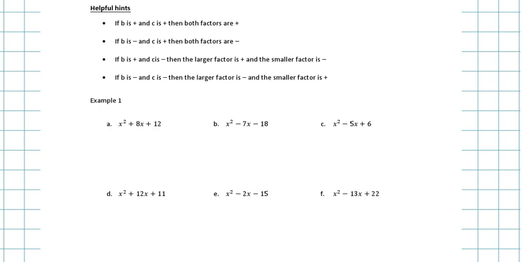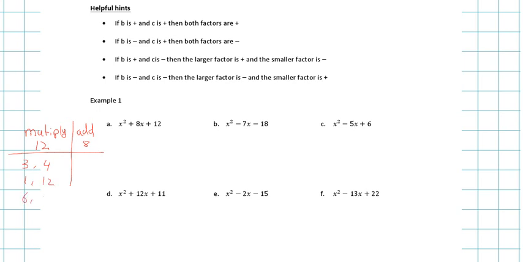I'm looking for two numbers that multiply to what and add to what? You can't just say multiply to. Multiply to 12. Add to 8. You have to be very specific, okay? That you're multiplying to C, you're adding to B. What multiplies to 12 again? 3 and 4, 1 and 12, 6 and 2.